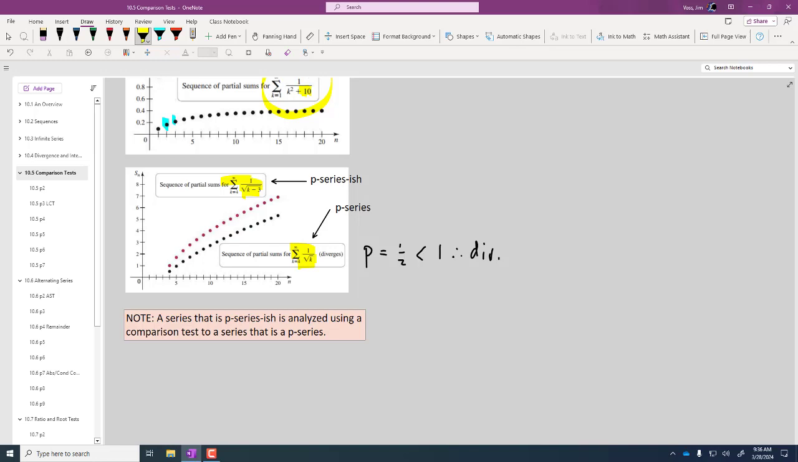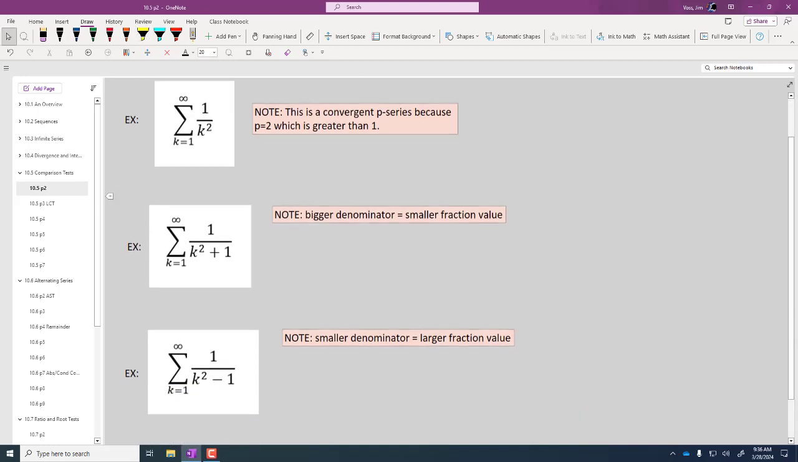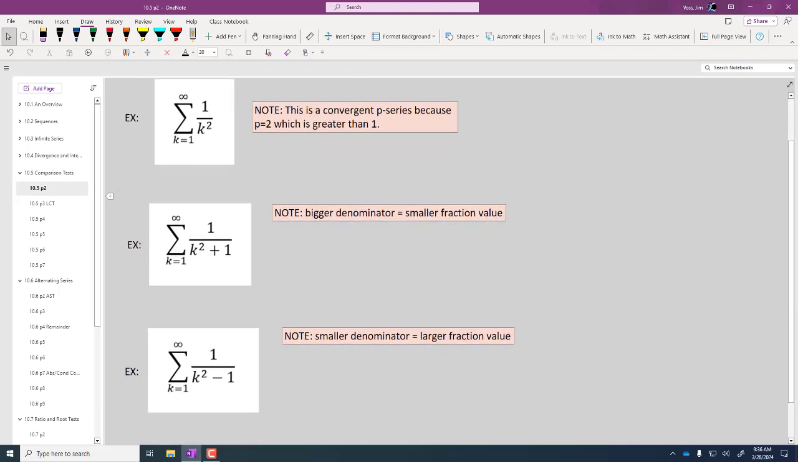All right, so let's try a couple. So once again, there's a p-series. p is 2, greater than 1, so it converges. Now, the direct comparison test is not always going to work. So let's think conceptually for a minute.